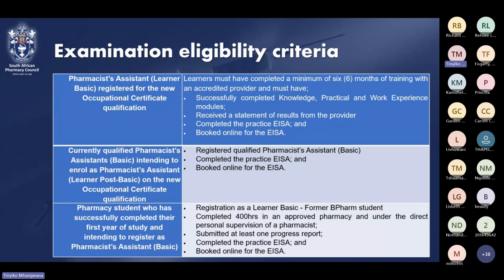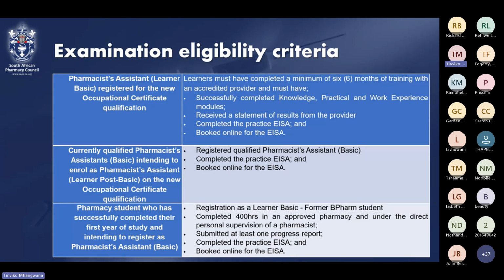The second category is those that are already qualified as basics. They need to be registered as qualified pharmacist assistant basics with the Pharmacy Council. They need to have completed the practice exam, same as the one that I spoke about, and then they can book for the EISA exam. If you have booked for the exam, then you will be able to write the exam.